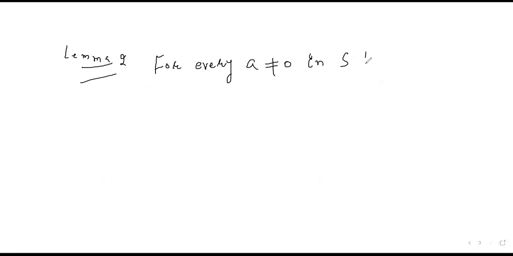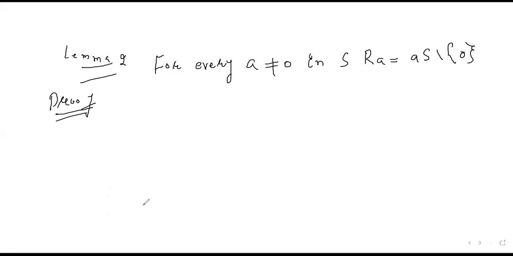But lemma 2 says that for every non-zero element A not equal to 0 in S, the R class of A equals AS minus 0. Now, proof of this lemma.